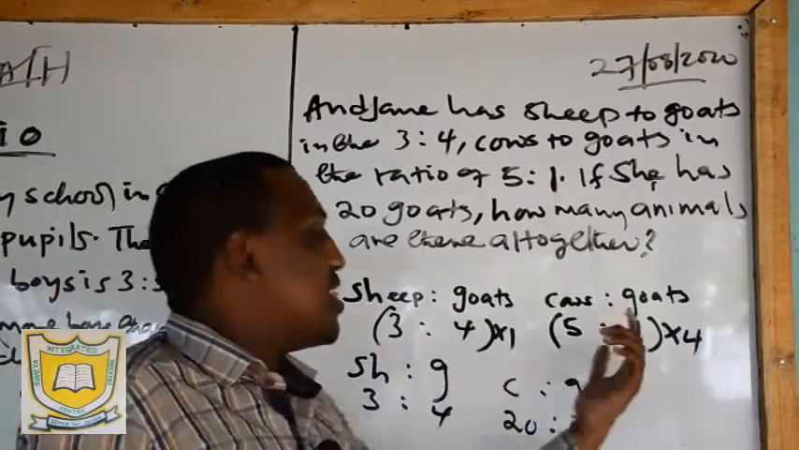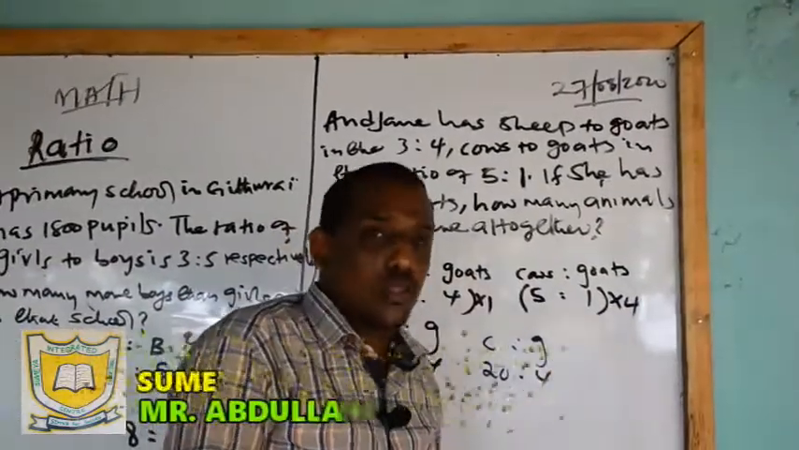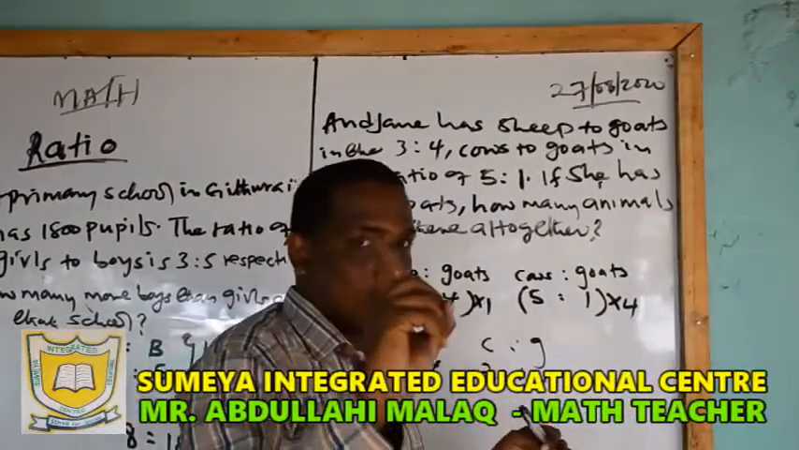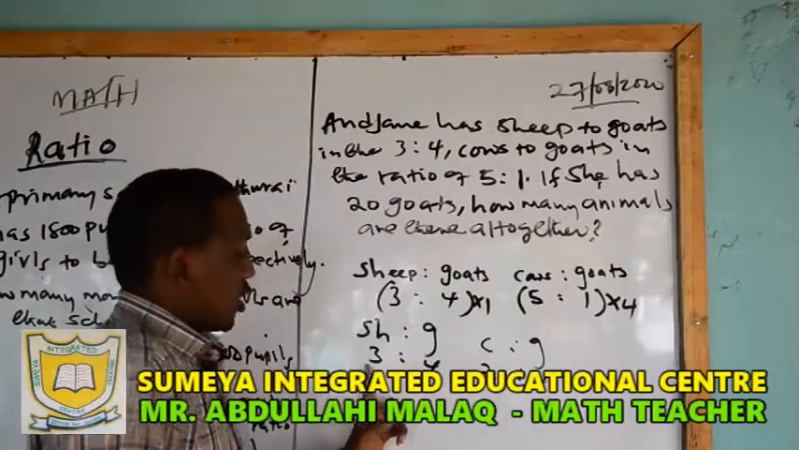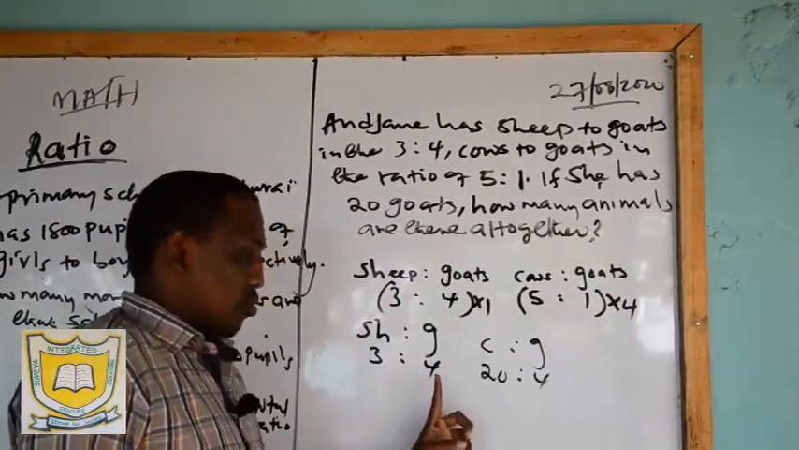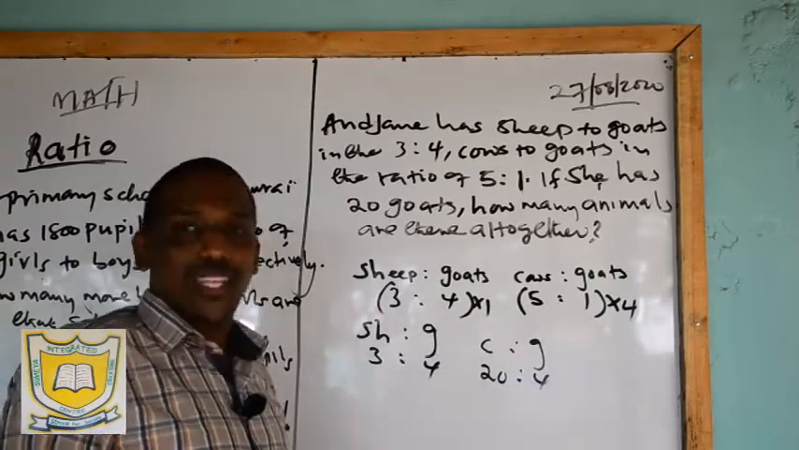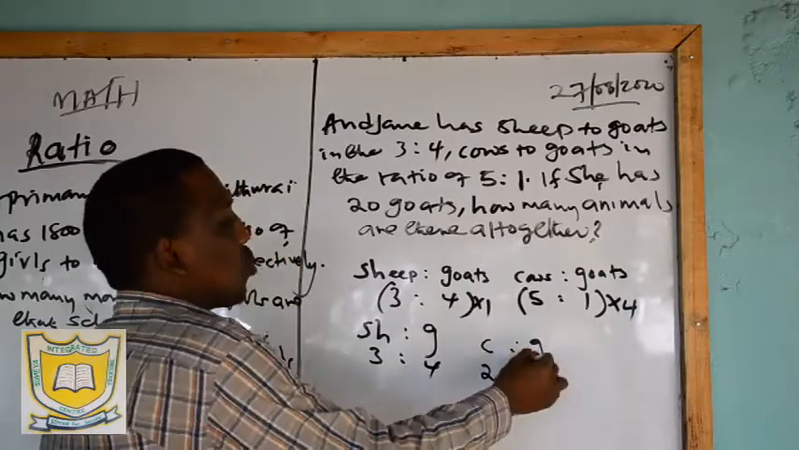Why was I doing this? Why am I multiplying? Why am I interchanging the ratios? Because I want to get 1 goat ratio. Since they are 2, I want to get them equal, so that I ignore 1. Now look here. Sheep 3, goat 4, cow 20, goat 4. That's what I wanted. I wanted them to be the same, so that I ignore 1. So once they are the same, you ignore 1.